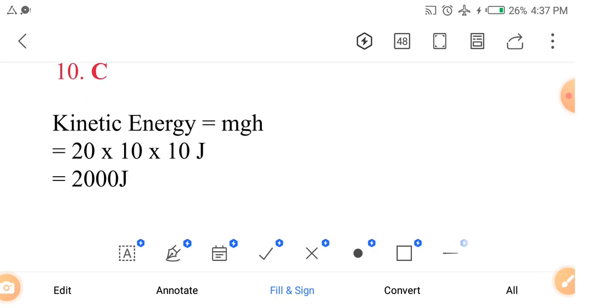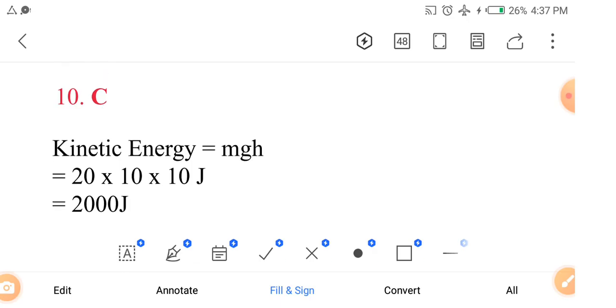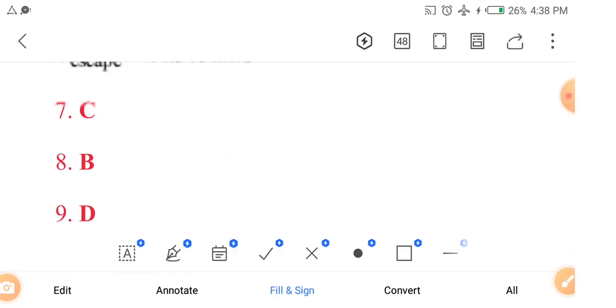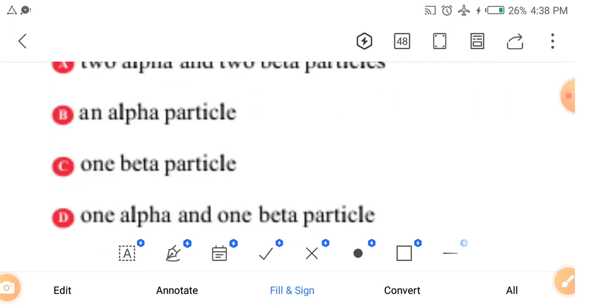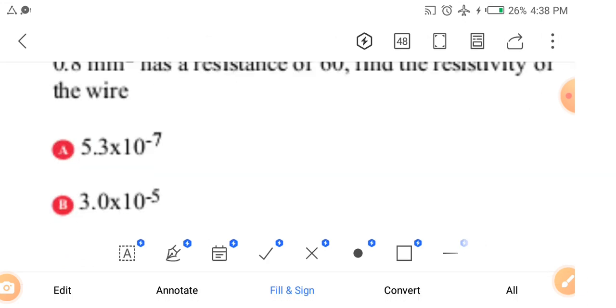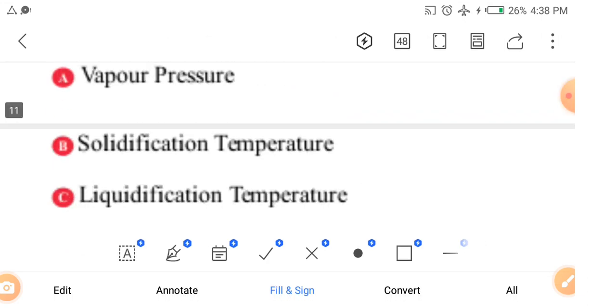Kinetic energy is simply the mass times force of gravity times height, right? So the mass is 20, times the gravitational pull, that's constant, 10, times 10, the height. mgh, that is the formula. That's why it is 20 times 10 times 10, giving us 2,000 joules. I hope you learned that one.